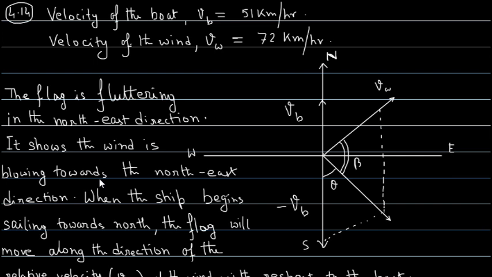Velocity of the boat Vb is equal to 51 km per hour. Velocity of the wind is equal to 72 km per hour, which are given in the sum. Now, the flag is fluttering in the northeast direction. It shows the wind is blowing towards the northeast direction. When the ship begins sailing towards north, the flag will move along the direction of the relative velocity.